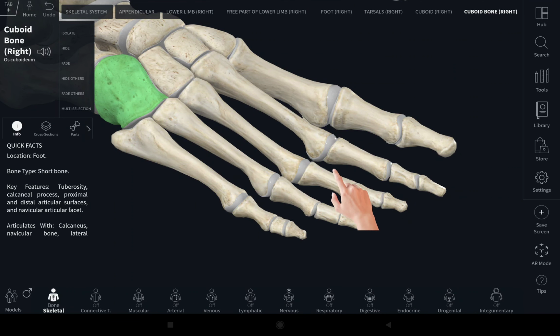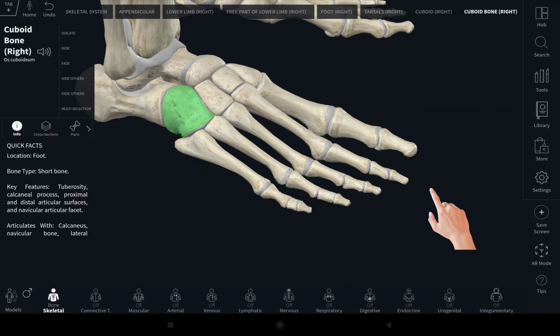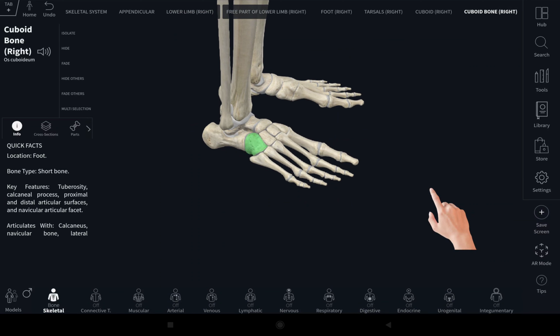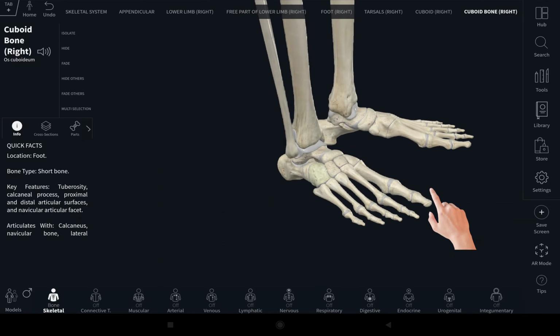These are the toes. This is the proximal phalanx of the great toe. This is the distal phalanx of the great toe. This is the proximal phalanx of the second toe, this is the middle phalanx, and this is the distal phalanx of the second toe. Similarly, proximal, middle, and distal for the other toes. These are all the phalanges of the toes. This is all about the skeletal system of the human body.